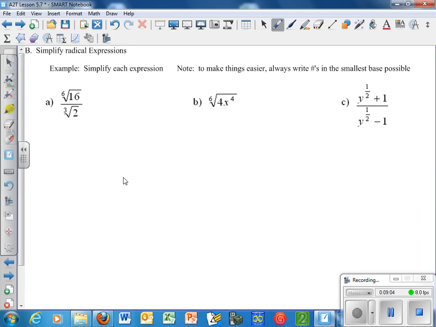Okay, now we're going to get to some more difficult things, and I think the order that I do these in may be a little different than the order they are in your notes, or the letters may be different, so just follow along and make sure you're writing down the things on the correct problem there.